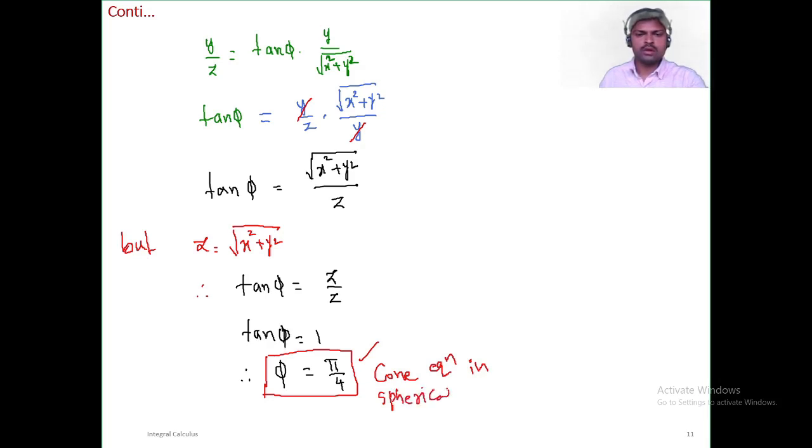Spherical polar coordinate system. Okay. In Cartesian coordinate system, cone equation means z is equal to square root of x square plus y square. Okay. So that is the difference between the spherical polar coordinate system and Cartesian coordinate system. So phi is equal to pi by 4 means it is a cone. So therefore directly I can write phi is equal to pi by 4 because it is a cone, but you will not understand. That's why I have given this much proof.